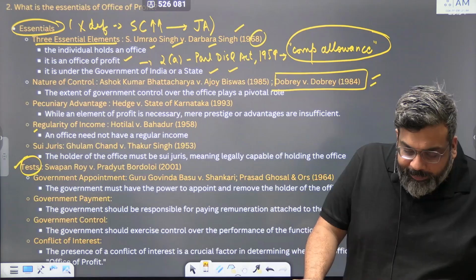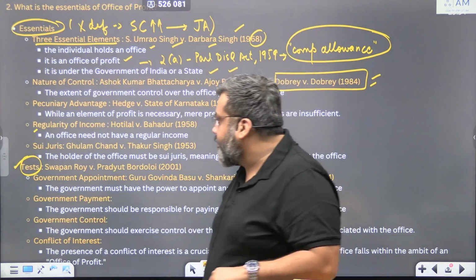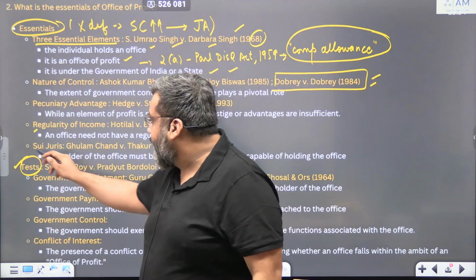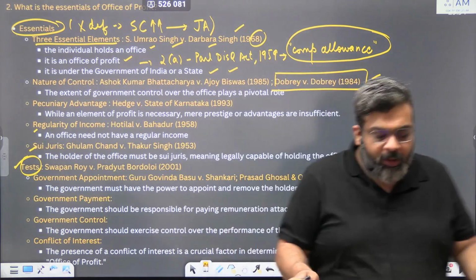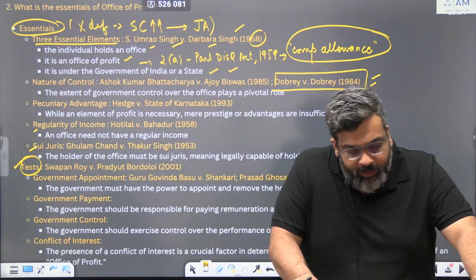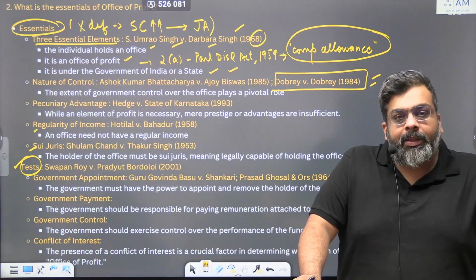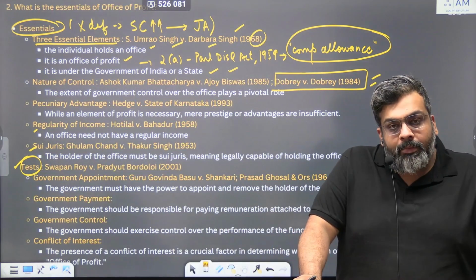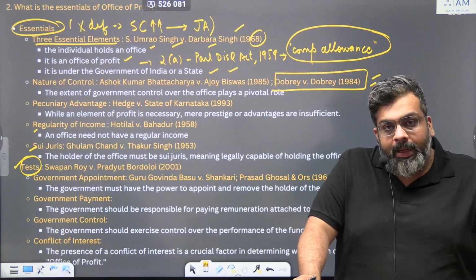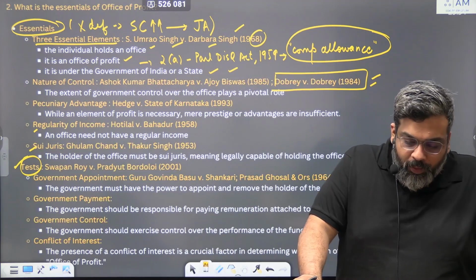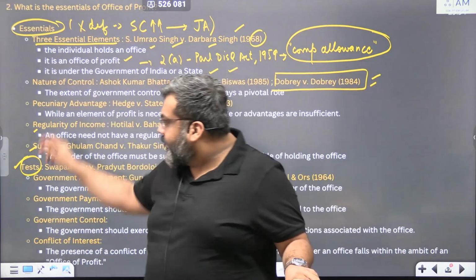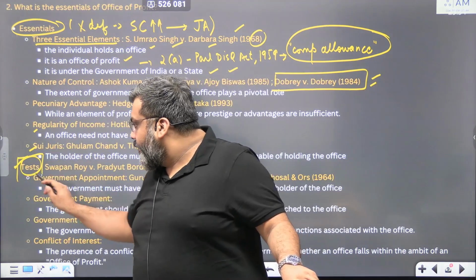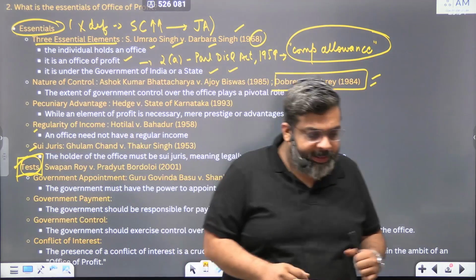And then in 1953 in Gulam Chand versus Thakur Singh, the court also integrated the idea of sui juris. Now, the principle of sui juris is that the person who is occupying the office must also be legally eligible and legally equipped to therefore hold the office. Now, on top of these essentials, the Supreme Court also came up with a certain number of tests.